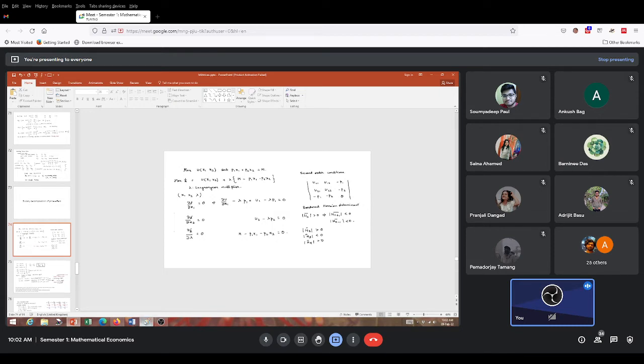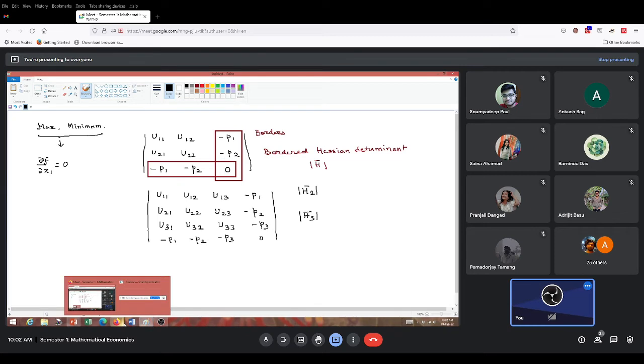Now, if I want to find out whether it is a maximum or minimum, I have to find out this determinant. Let us see, the second order condition for maximization is as follows.